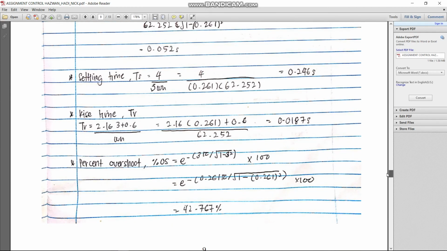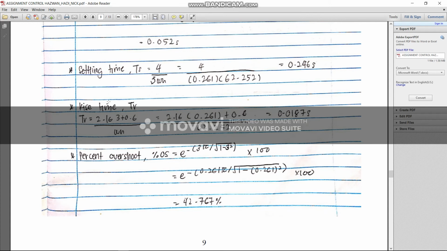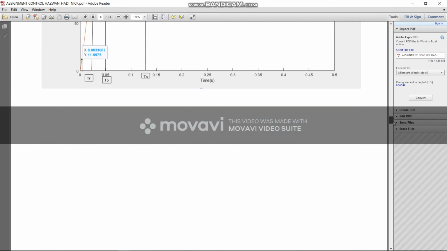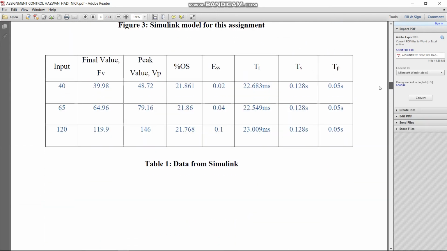What is a big difference here is the percent of overshoot. The percent of overshoot we calculate is 42.767%, and what we get from the simulation is only 21 point something, 21.86.